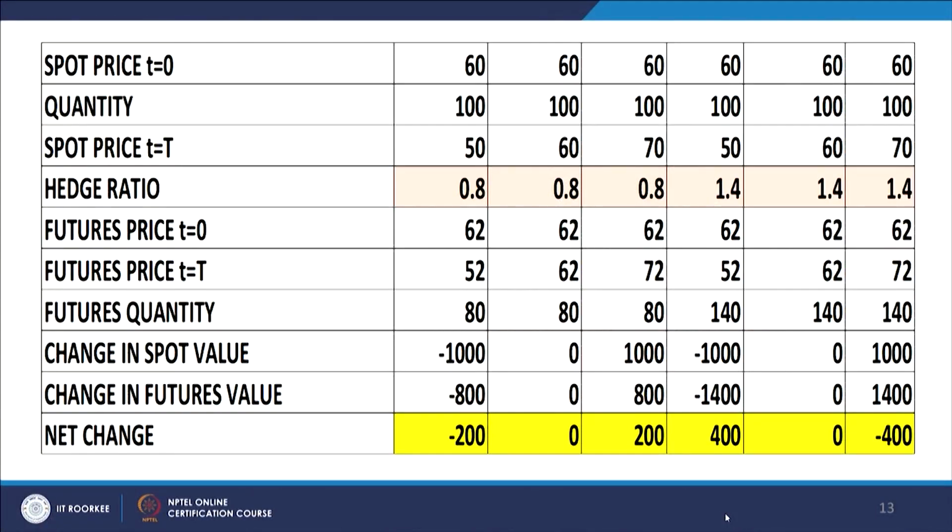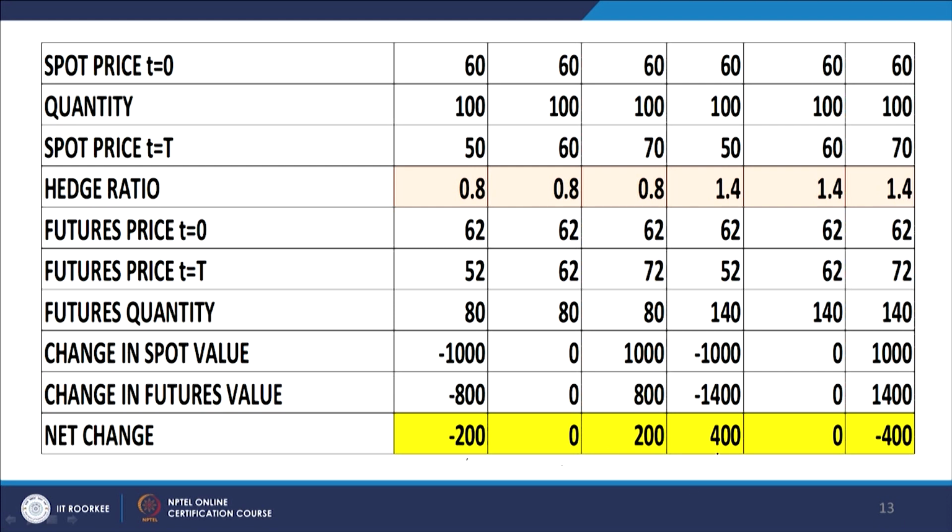Now, this particular chart gives you an analysis of the impact on the hedge portfolio of a change in the hedge ratio. The functional relationship between the hedge ratio and the outcome of the hedge. If you look at this, if I use a hedge ratio of 0.8, I end up with a net change of minus 200 to 200. Now, if I use a hedge ratio of 1.4, two things happen.